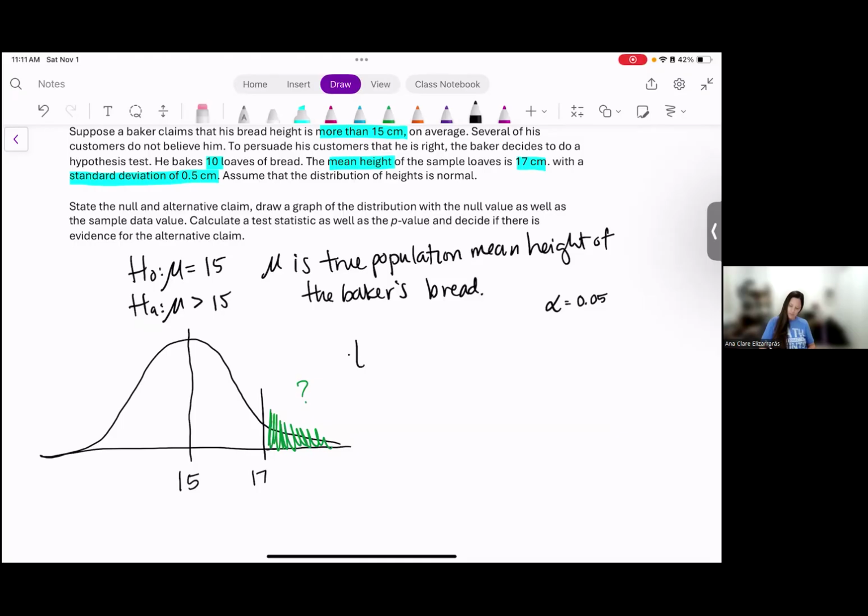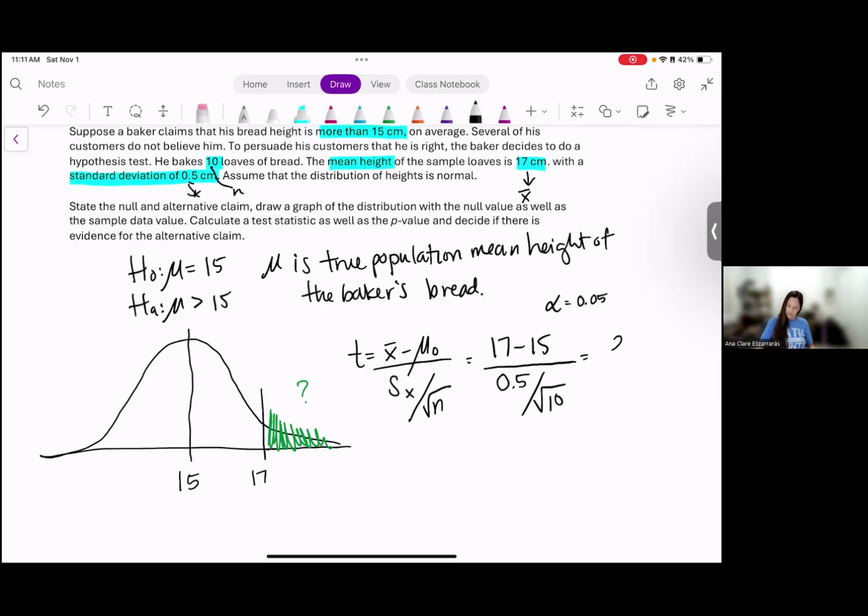So let's calculate our test statistic. So this is t. Remember, we have our sample average minus the hypothesized value divided by the standard deviation of the sample divided by the square root of the sample size. Filling in the numbers, the mean height of the sample was 17. The standard deviation of the sample was 0.5, and the sample size was 10. So we're going to do 17 minus the hypothesized value of 15 divided by the standard deviation, which is then divided by the square root of the sample size.